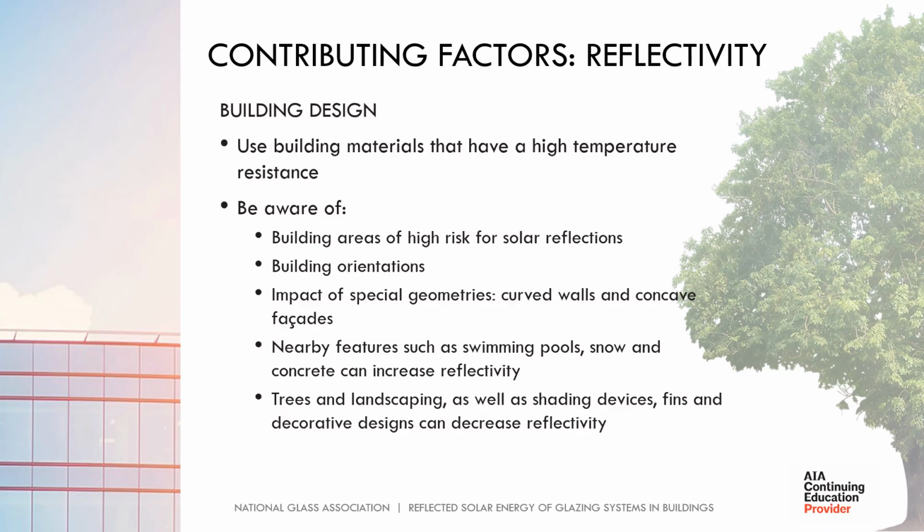Be aware of building orientations and how direct solar radiation will potentially reflect off the building surface when facing south, east, and west. Be aware of curved walls or concave facades that may have a concentrating effect of any reflected solar radiation. Be aware that features near a building, such as swimming pools, accumulated snow, and concrete, can reflect solar radiation and contribute to the amount of solar radiation encountered by the building surfaces. And be aware of how building features, such as shading devices, fins, and decorative designs, can reduce solar radiation reflectivity.